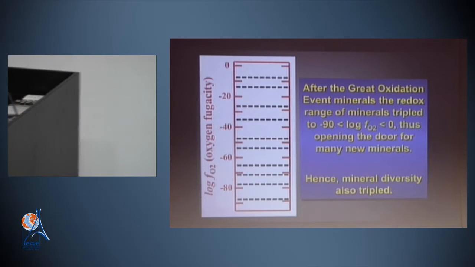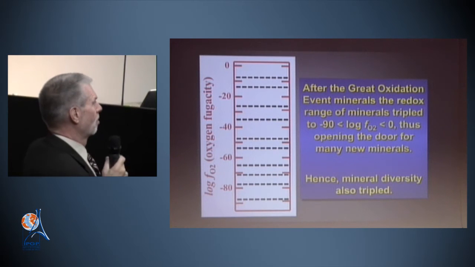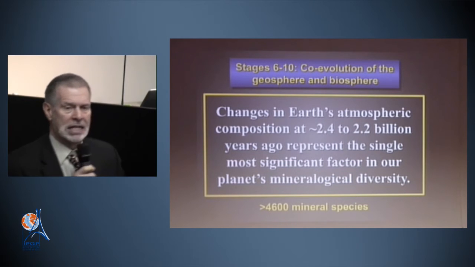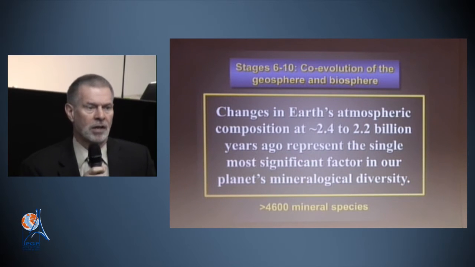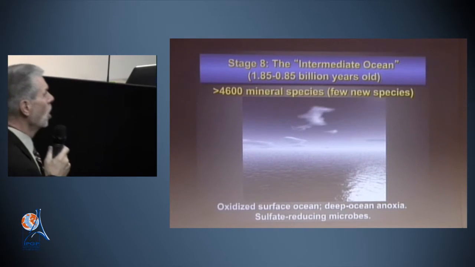It's just simply a distribution in redox space that life has made a much greater arrangement possible. Okay, so we believe that the changes in Earth's atmosphere from about 2.2 to 2.4 billion years ago was the single greatest event in terms of diversifying mineralogy. That's stage 7. We can go on.